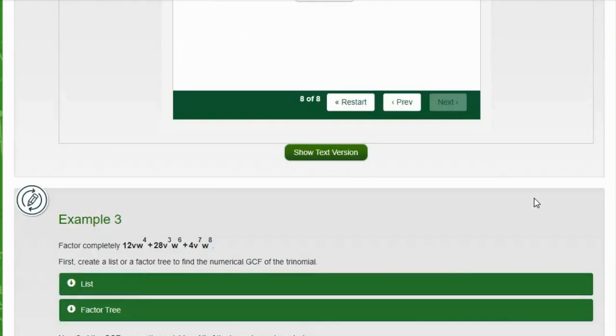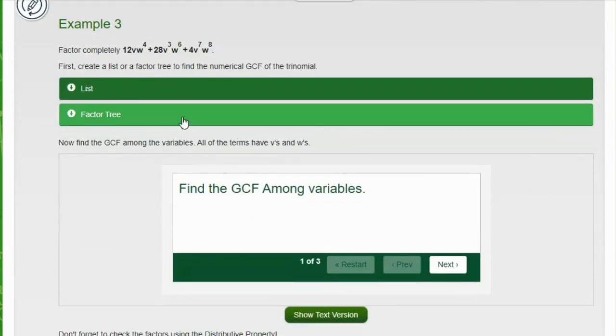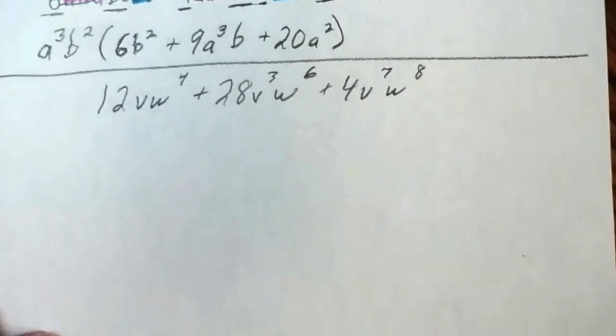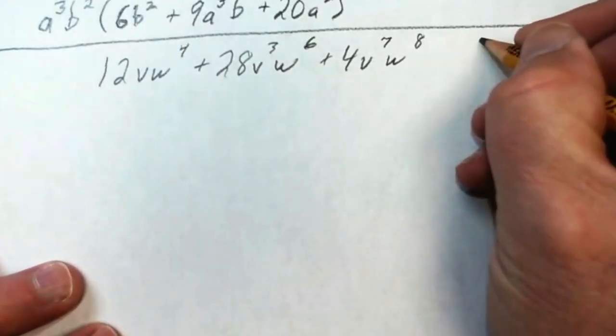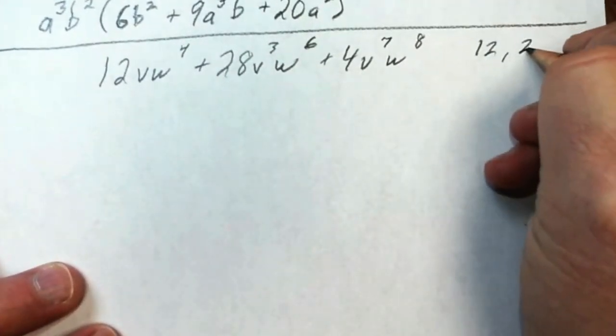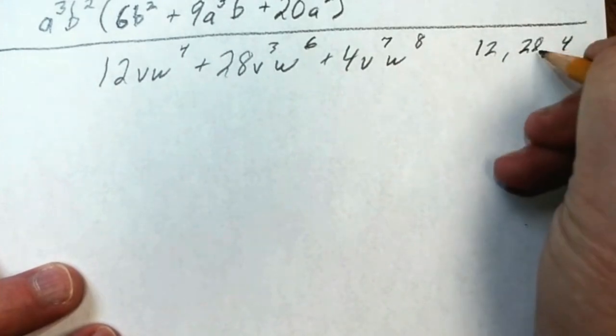So, all right, let's see what else they got here. Factor completely. 12vw to the fourth plus 28v to the third w to the sixth plus 4v to the seventh w to the eighth. So they're doing factor trees and all that kind of stuff. I'm going to write this one on paper. We'll do this one. Okay, so in this one we have 12, we have 28, and we have 4.